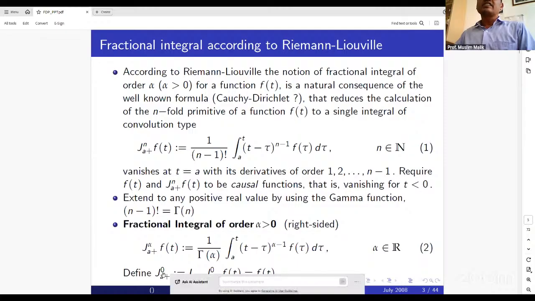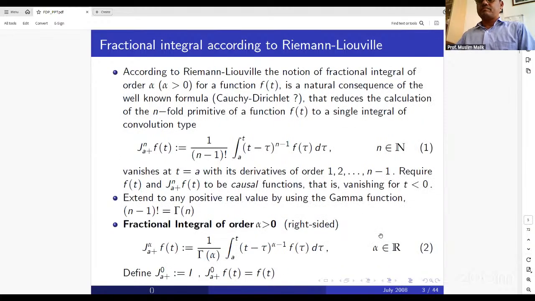Okay, so this is just notation: the superscript 0 means the number of integrations we did is 0. This means the function itself.